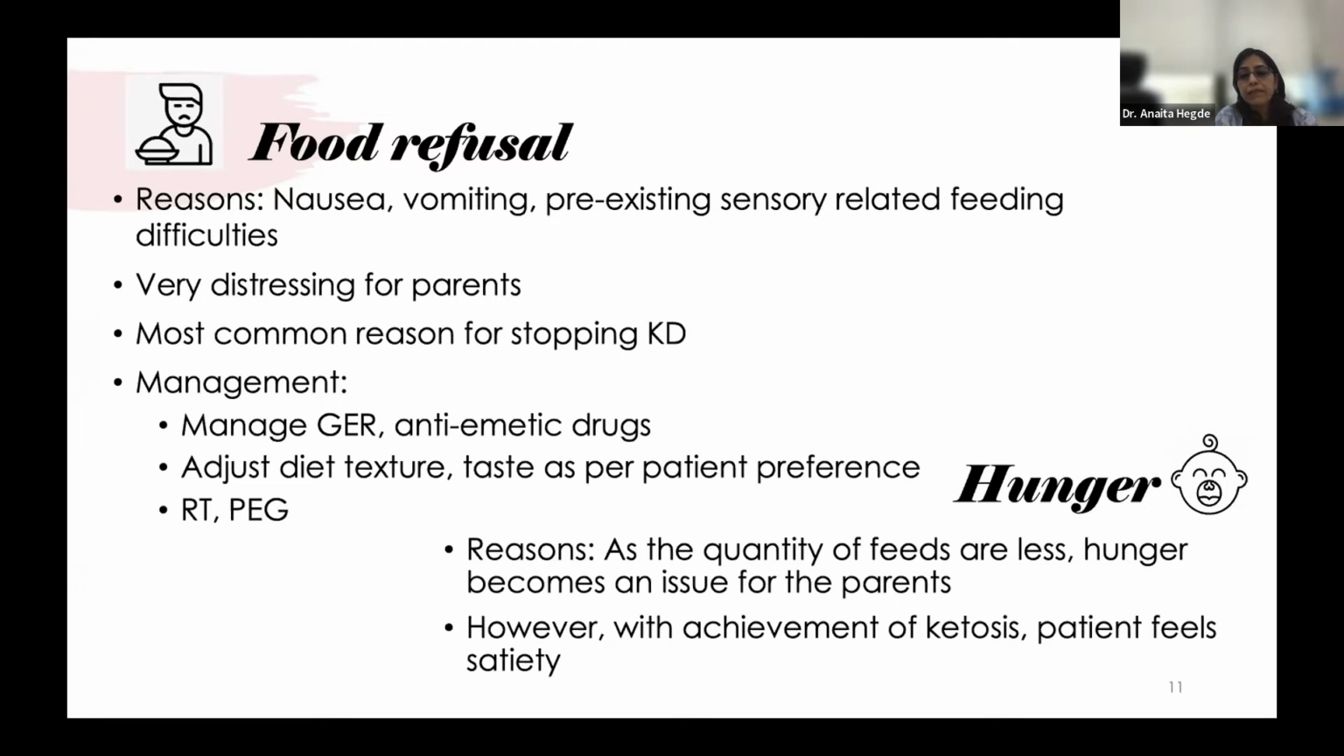Hunger. The reason for hunger is that the quantity of feeds is lesser than what the child may have been having earlier with a higher carbohydrate intake. Hunger becomes an issue for the parents more than the patients. However, with achievement of ketosis, the patient feels more satiety and this may reduce.